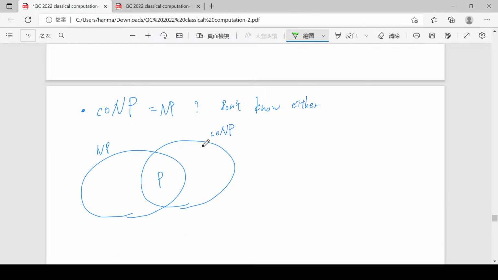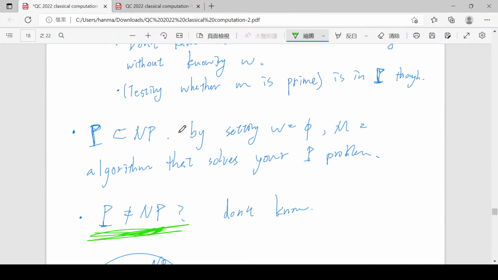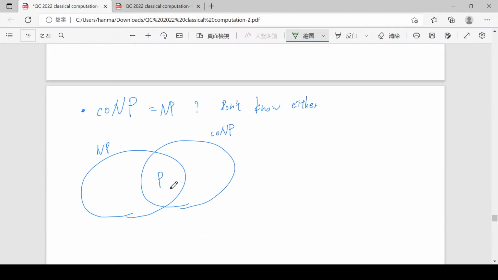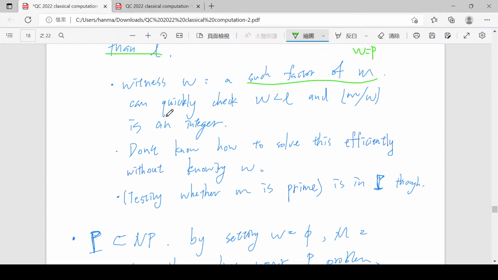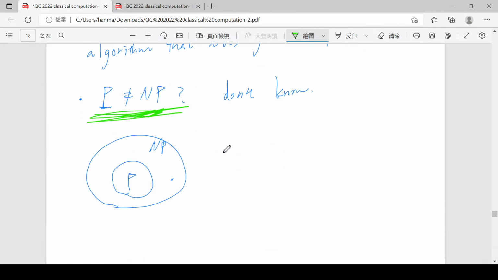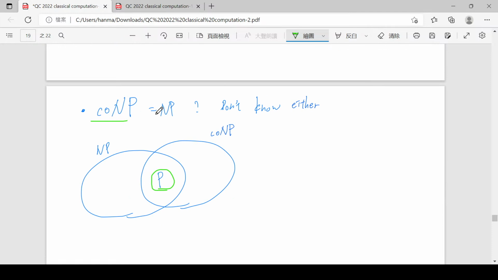And then remember there is another class that we talk about that is called co-NP. Basically flip the yes and no on NP, and it's a question of whether co-NP is equal to NP, and the answer is also we don't know.